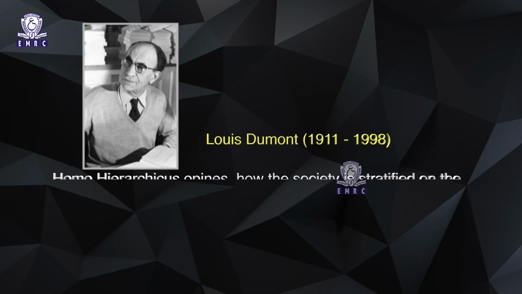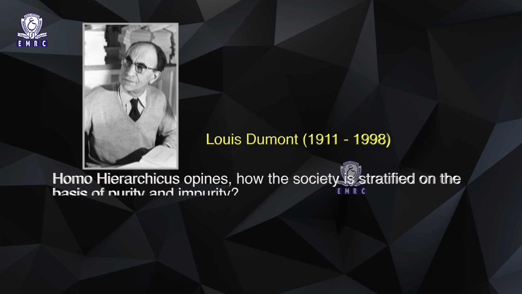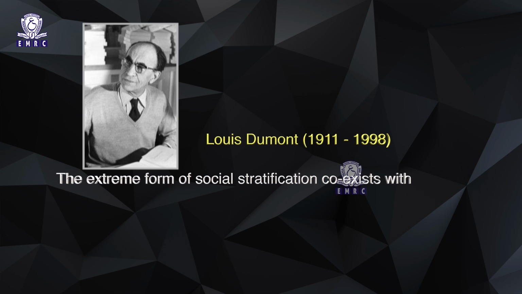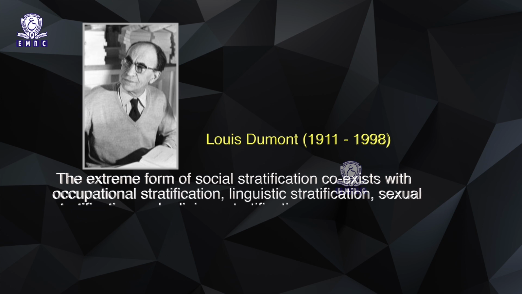According to Louis Dumont in Homo Hierarchicus, society is stratified on the basis of purity and impurity. Thus, according to Louis Dumont, the extreme form of social stratification coexists with occupational stratification, linguistic stratification, sexual stratification and religious stratification. Social stratification is a patterned arrangement in society based on certain bases of evaluation that privileges a section over the other, leading to differences and inequalities.